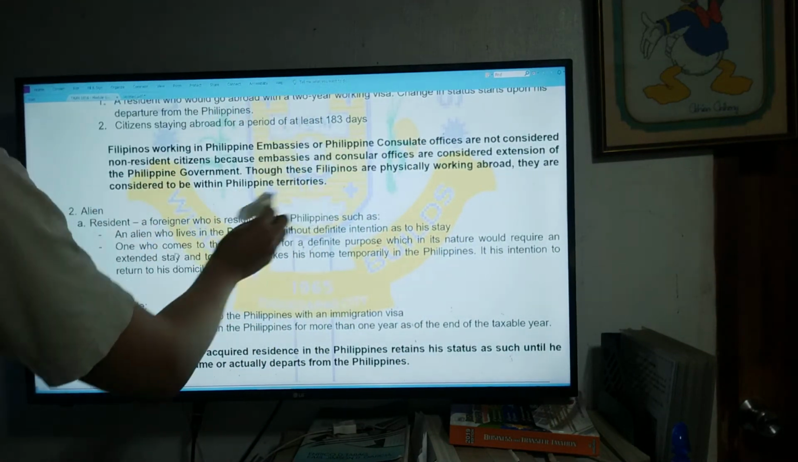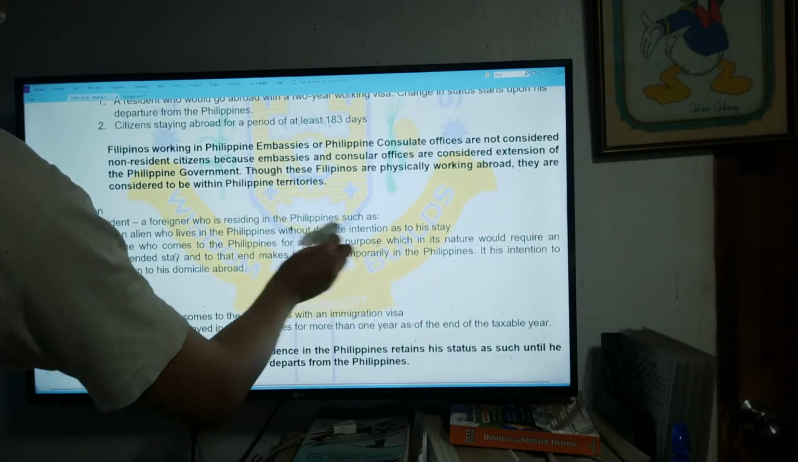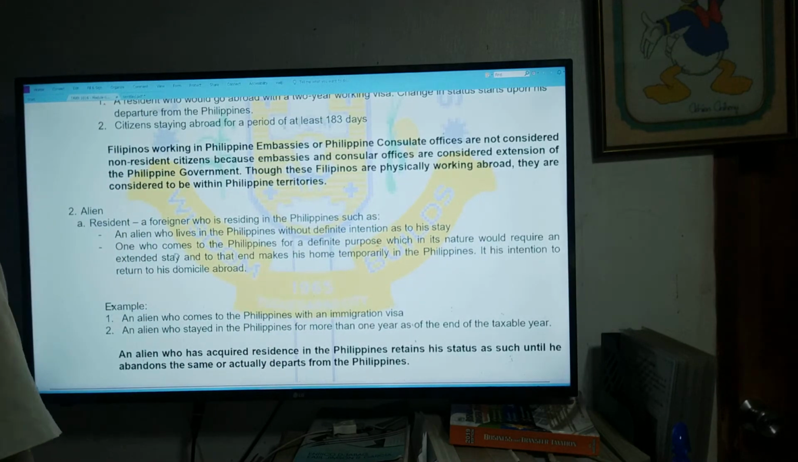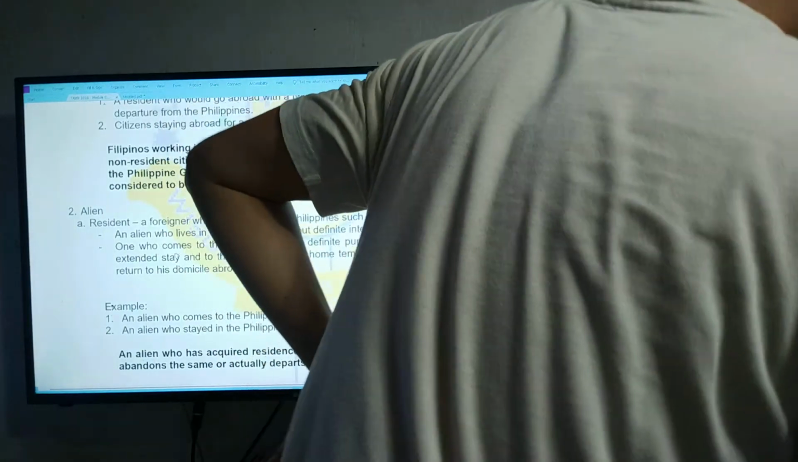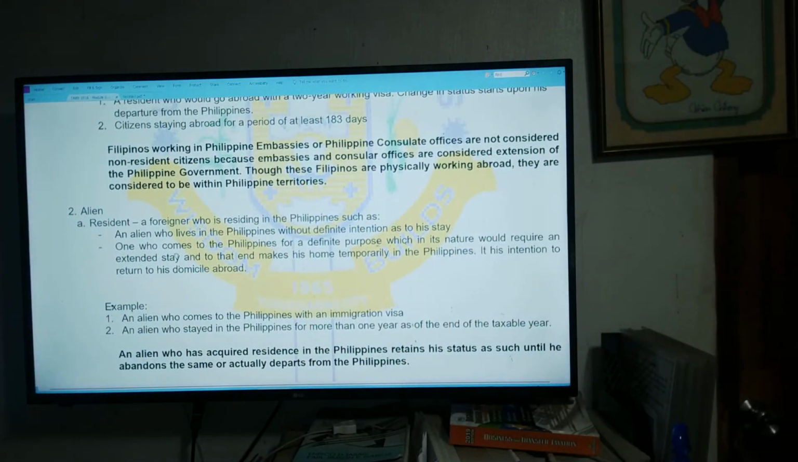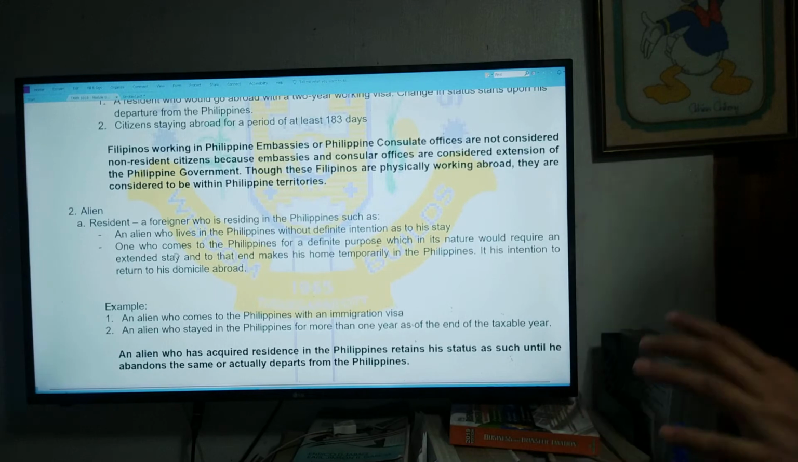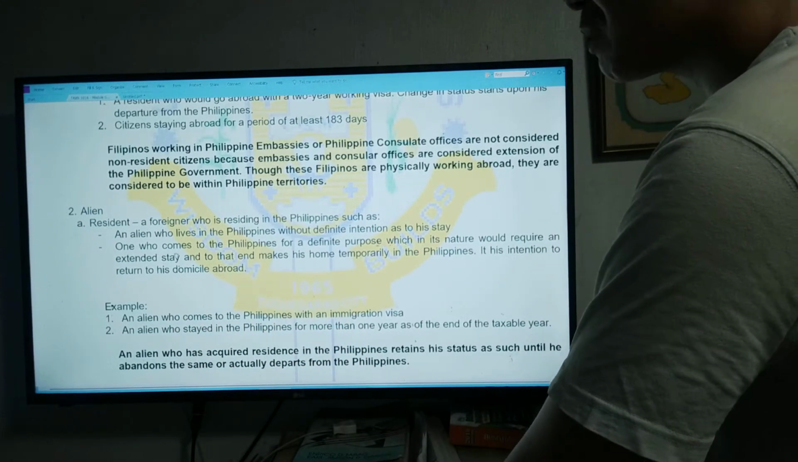Sa UK naman, ang Philippine embassy is within London, just near Buckingham Palace. Okay? Just near Buckingham Palace. Ngayon, di ba, syempre, every embassies, meron tayong tinatawag na Philippine ambassador. So, the ambassador acts as a consulate or acts as a, kumbaga, a representative of the Philippine government towards that, inside that particular location.